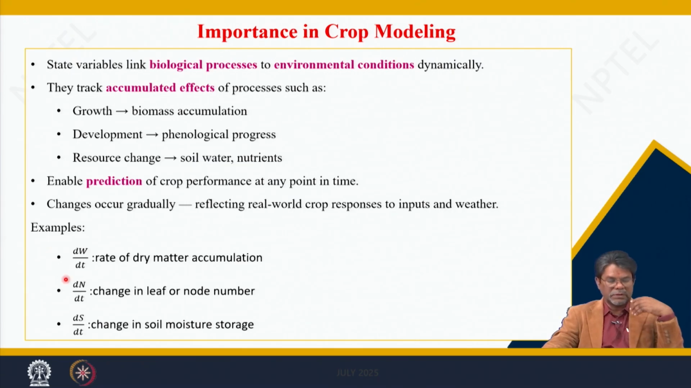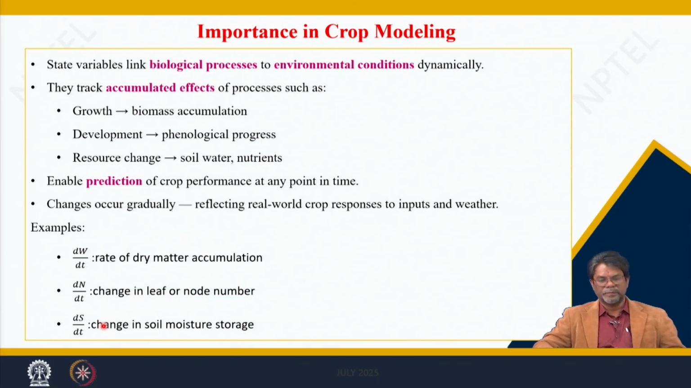For example, crop biomass changes over time, dW by dt, the rate of dry matter accumulation, with dry matter as a state variable. Leaf number is a state variable that changes over time, so the change in leaf number per time is the rate of change in leaf node numbers. Then the change in soil moisture storage over time is dS by dt.